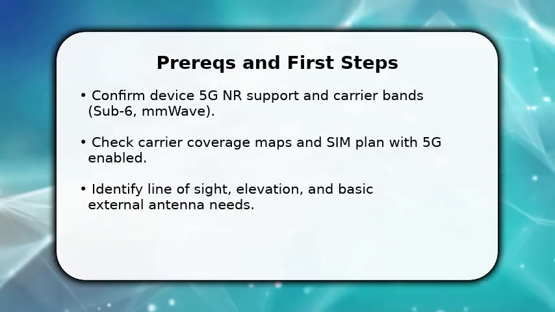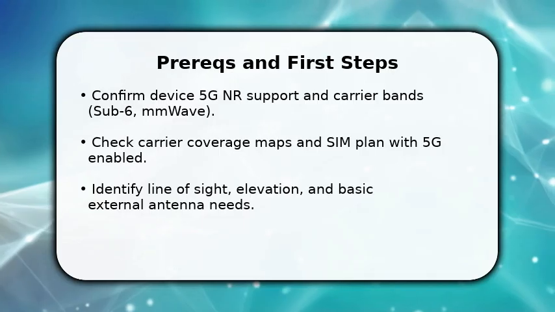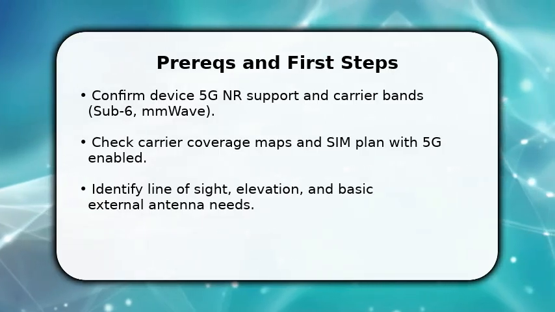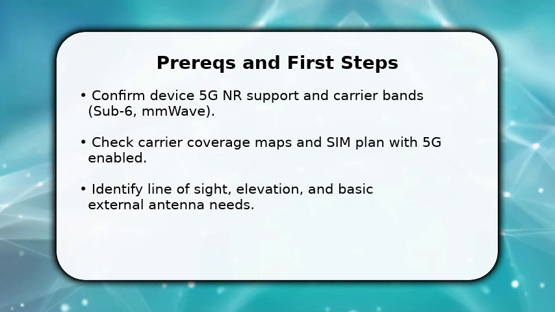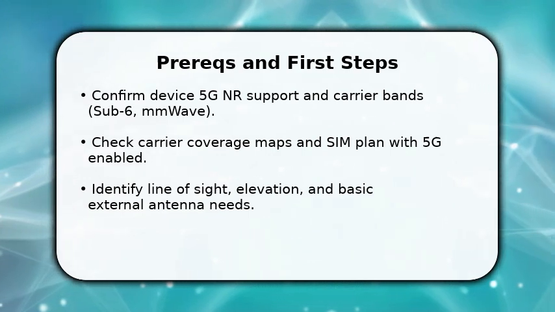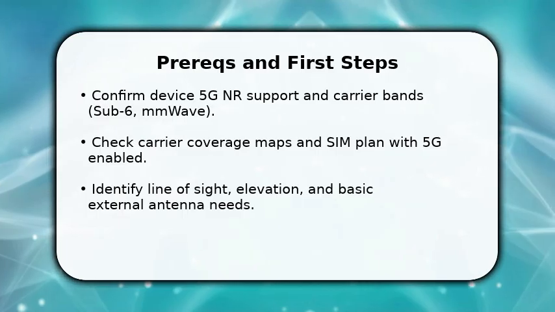Now evaluate location factors, line of sight, elevation, and nearby obstructions, because these determine whether a passive external antenna or an active repeater will be required. Gather band info and basic antenna options before proceeding.